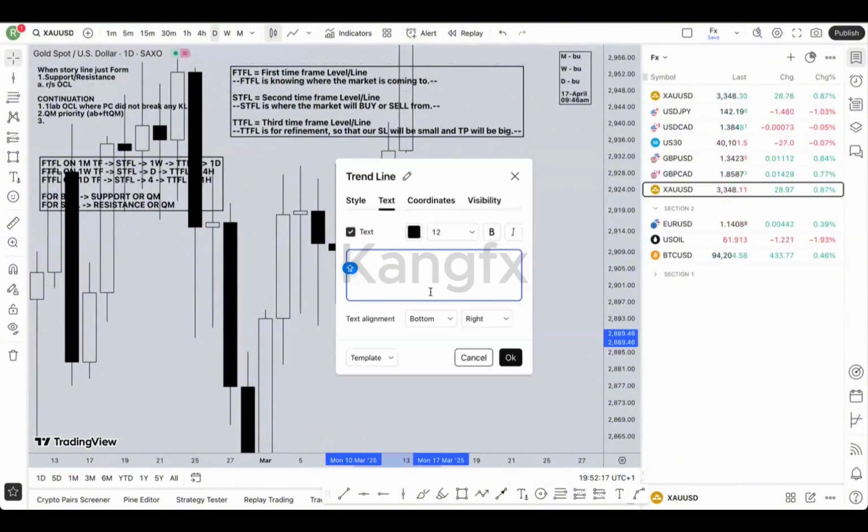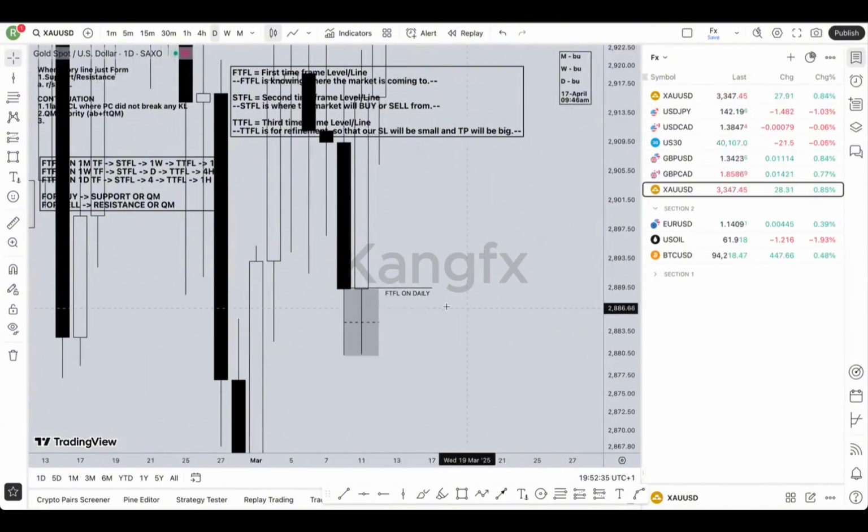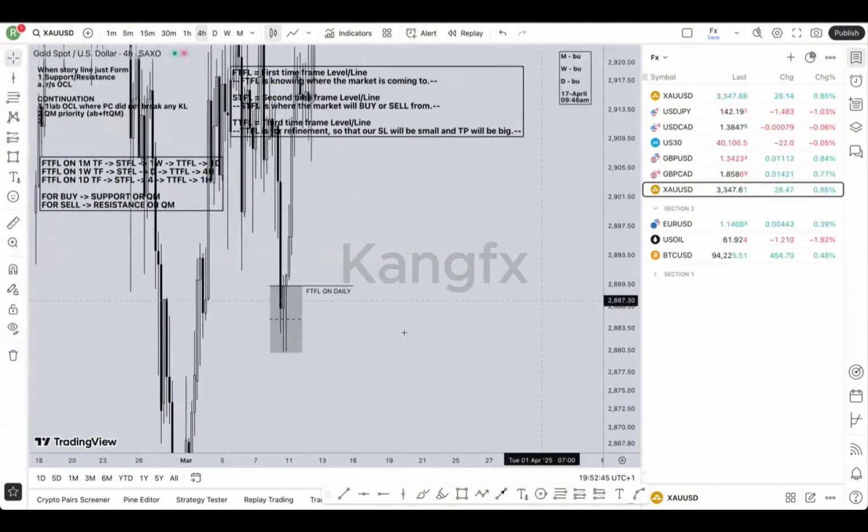I'll put it there, FTFL on daily. You won't be seeing this on my chart. I'm only doing this for learning purposes. FTFL on daily. So after marking here, if I go down to my STFL, the only thing I'm looking for inside, since we are looking for buys, is going to be support or QM. So I go down to the second time frame, which is the STFL.